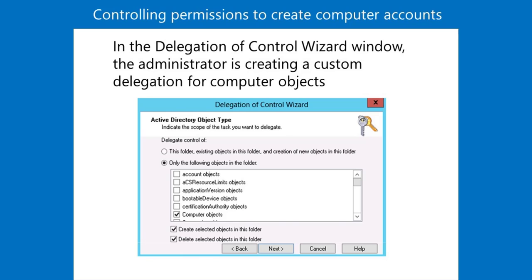Before you join a computer to a domain, you should first create a computer object in the appropriate OU. To join a computer to an ADDS domain, you must meet 3 conditions.